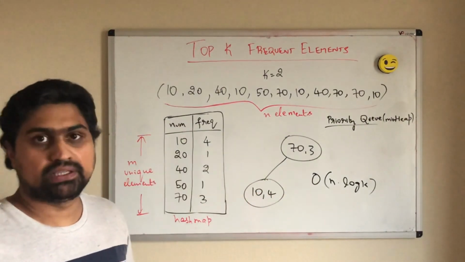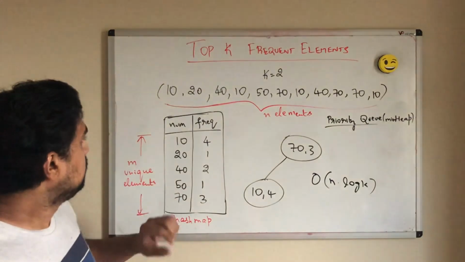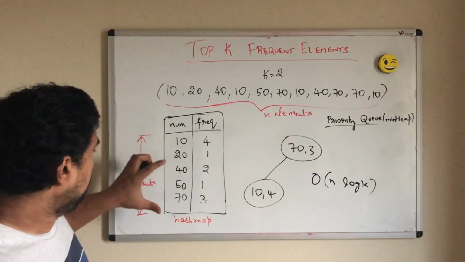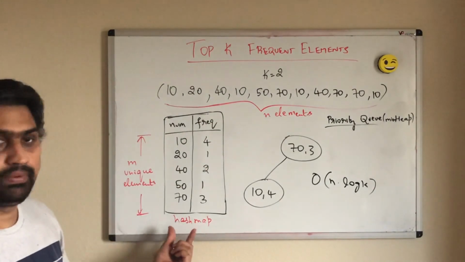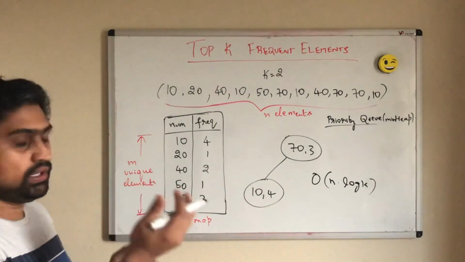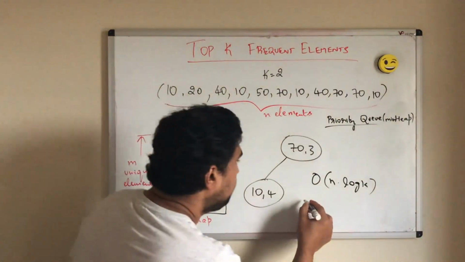Now what is the space complexity of this solution? So in the worst case, we add all these n elements to the hash map. So we need to store n elements in the hash map, so that's big O of n.